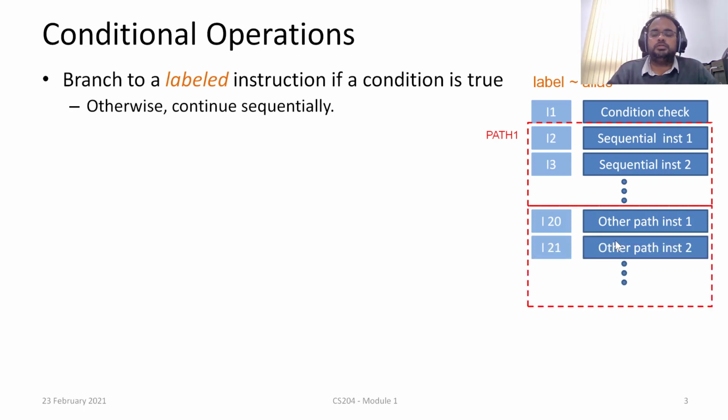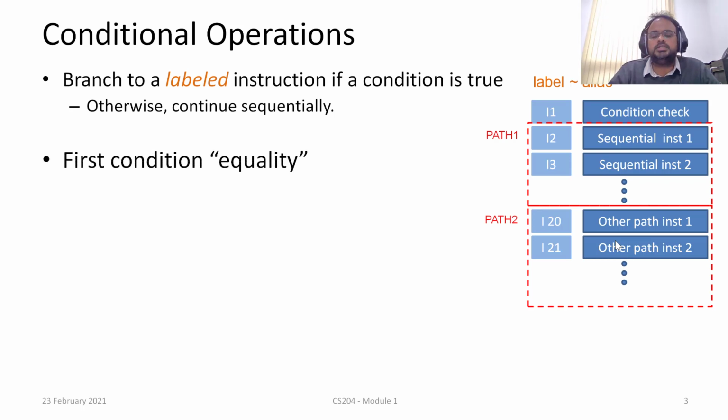These would belong to the second path. Now what we expect the hardware to do is, once it starts executing I1, it will do the condition check and pick the next PC appropriately. Means the PC will be either I2 or I20 based on the outcome of this condition check.